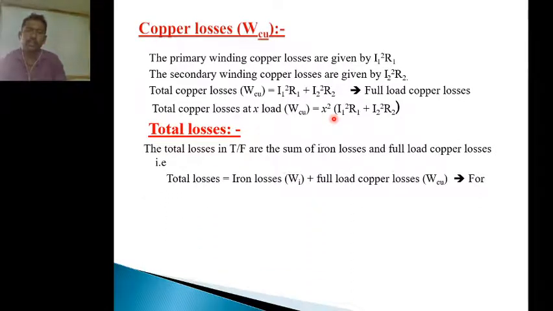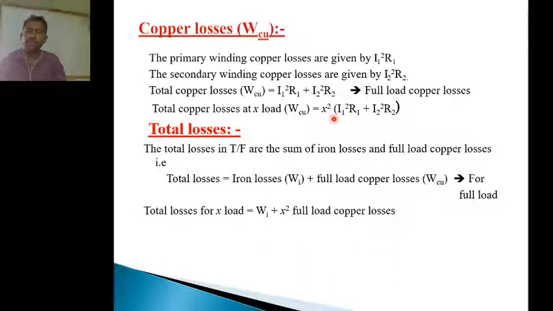Then coming to the total losses. The total losses are nothing but iron losses plus full load copper losses in case of full load, and iron losses plus x square into full load copper losses. Why? Because we have to consider the load here. As the load is directly proportional to current, as the load varies, the current varies. Here the current is a square representation. That's why the copper losses also vary squarely, that means x square times.